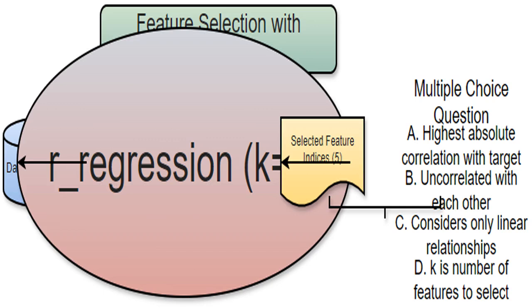I'm applying r_regression with k equals 5. That k means I want to select only the top 5 features. It's like choosing the 5 best players for my team.